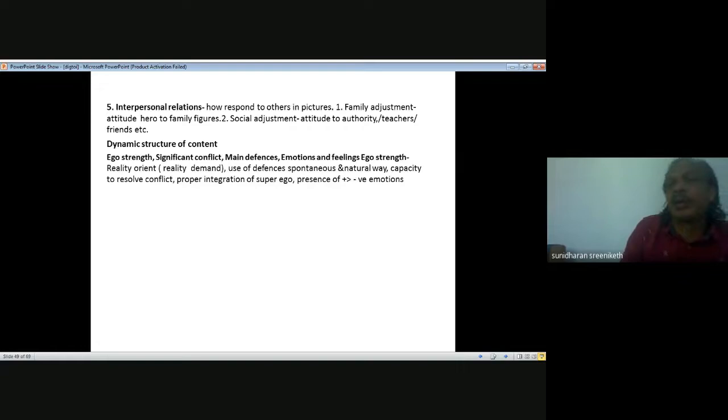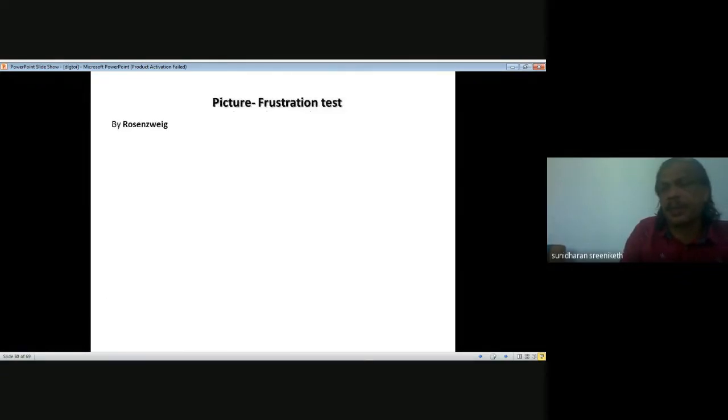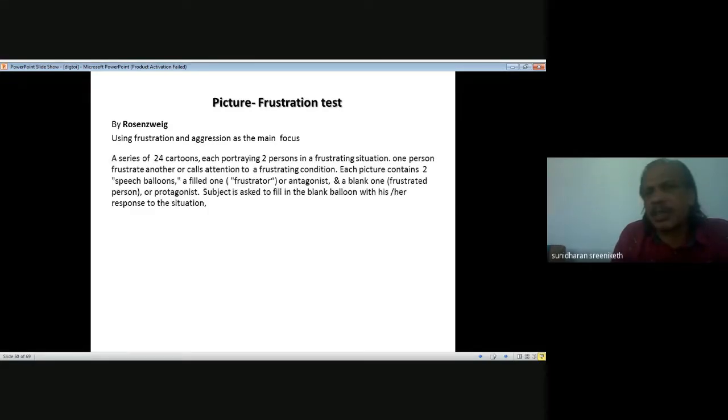Up to here we discussed two methods, the Rorschach test and the TAT. Another important projective technique for assessing personality is the Picture Frustration test, commonly known as the PF test. It was developed by Rosenzweig, and the main theme of this test is frustration and aggression.